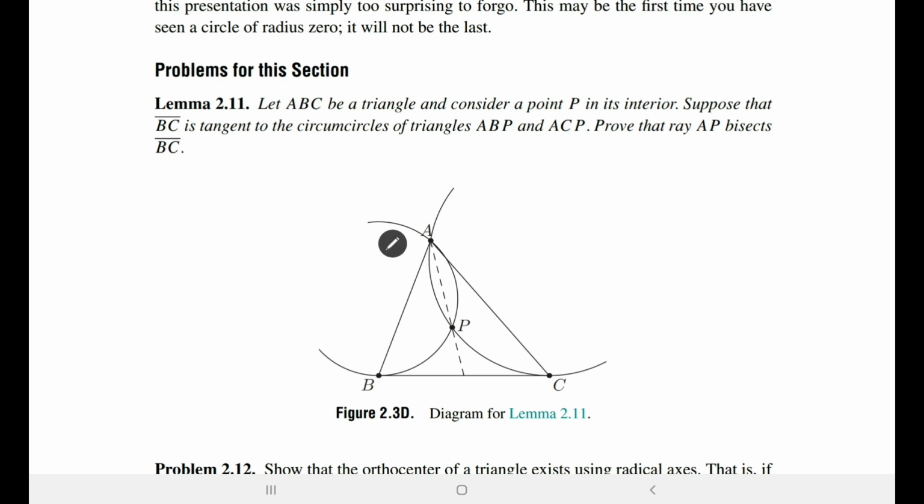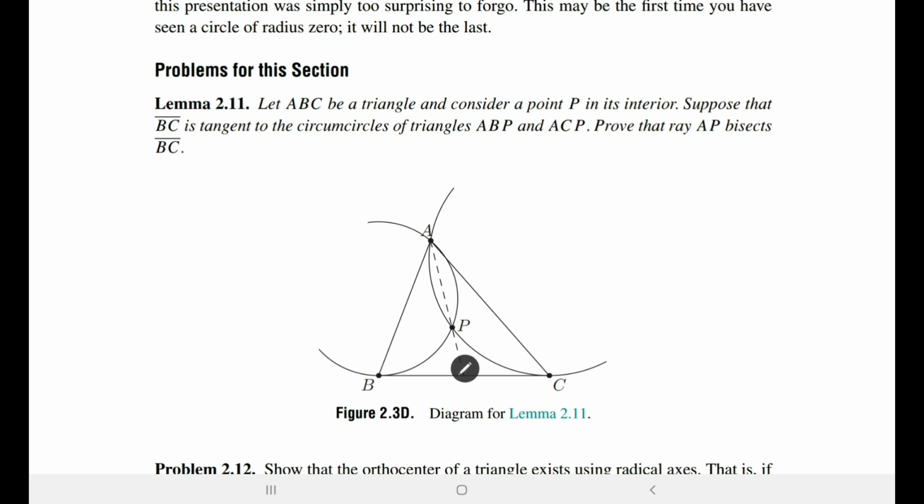Here we simply have triangle ABC. We have a circle that's tangent to BC at B, and we have another circle that's tangent to BC at C, and P is the other intersection point. We need to show that AP bisects BC. As you can see, AP is the radical axis of the two circles. We need to show that it bisects BC, so it should pass through the midpoint of BC.